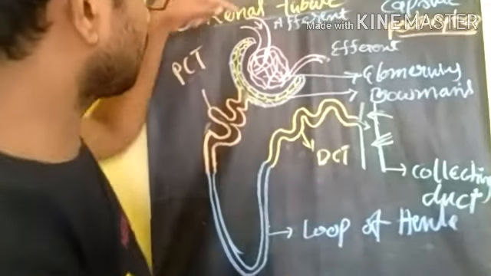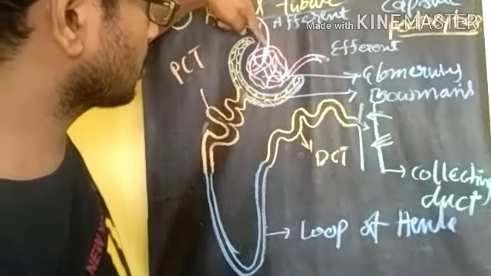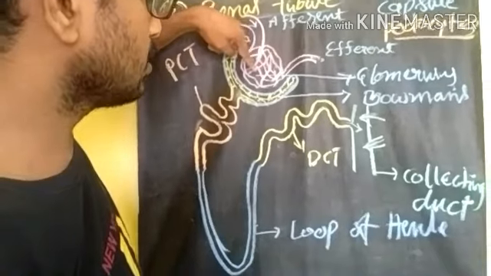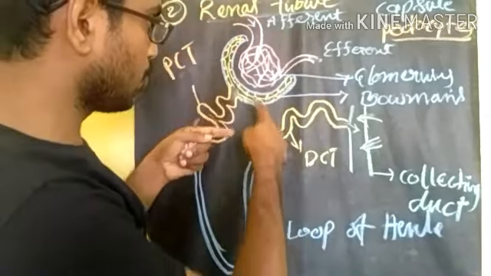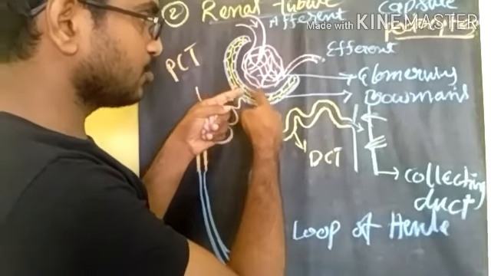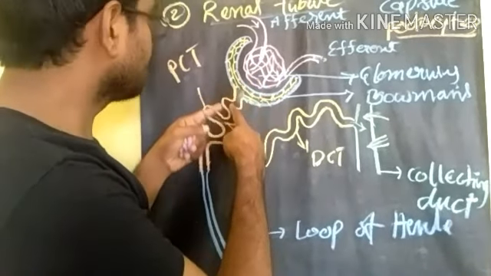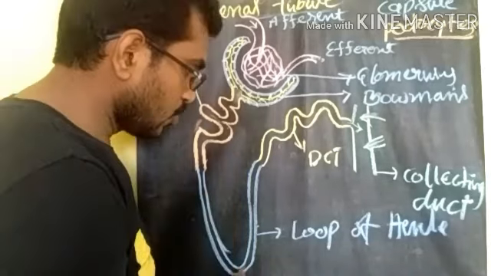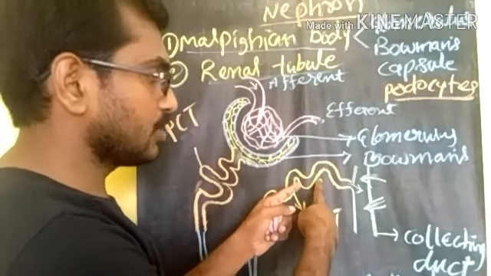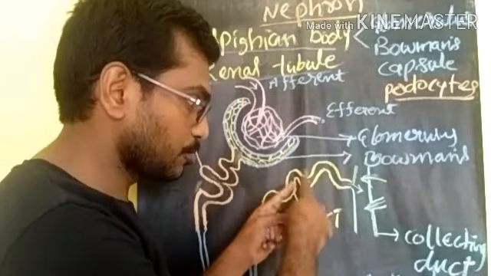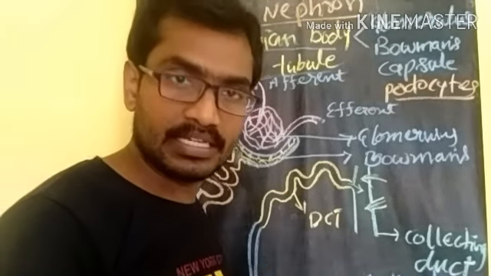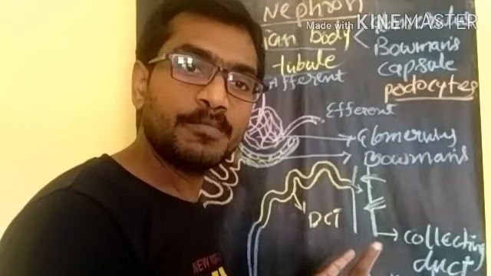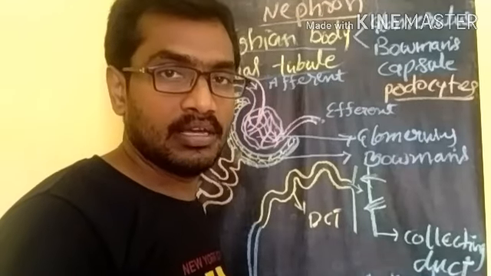Now you see the blood flows through the afferent arteriole into the glomerulus. Here in the glomerulus the blood filters and waste materials are removed, and that goes into the Bowman's capsule. Then from here the PCT, then the loop of Henle, then it enters the DCT, the distal convoluted tubule, then it enters into the collecting ducts. These collecting ducts are present in the medulla region.